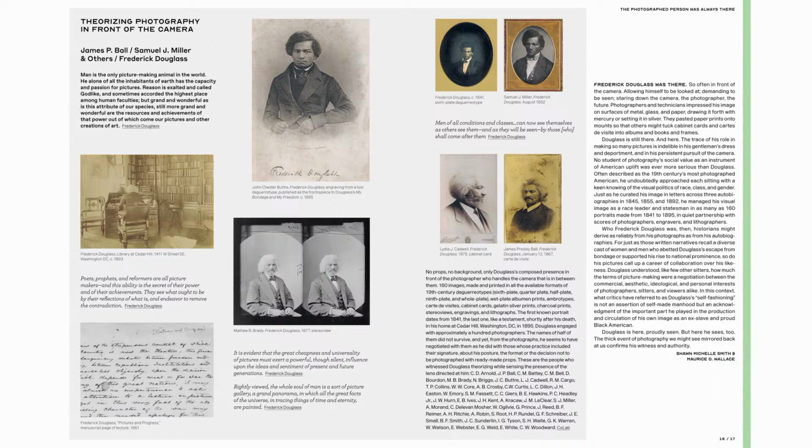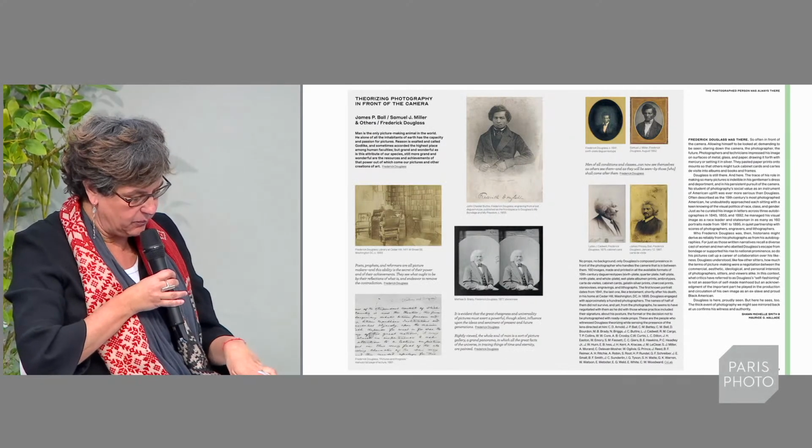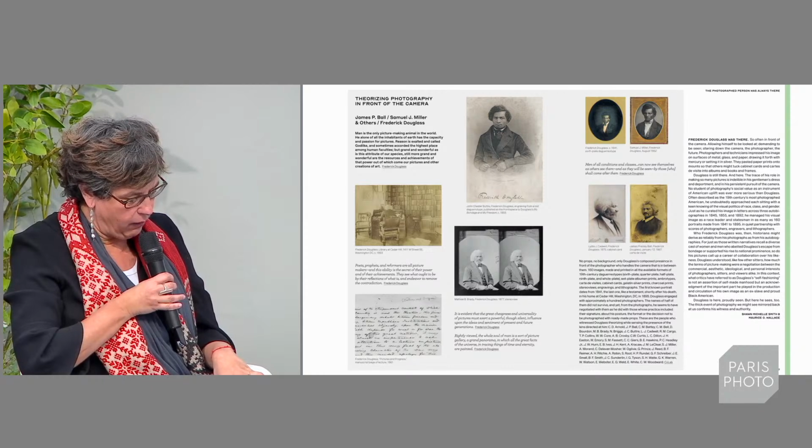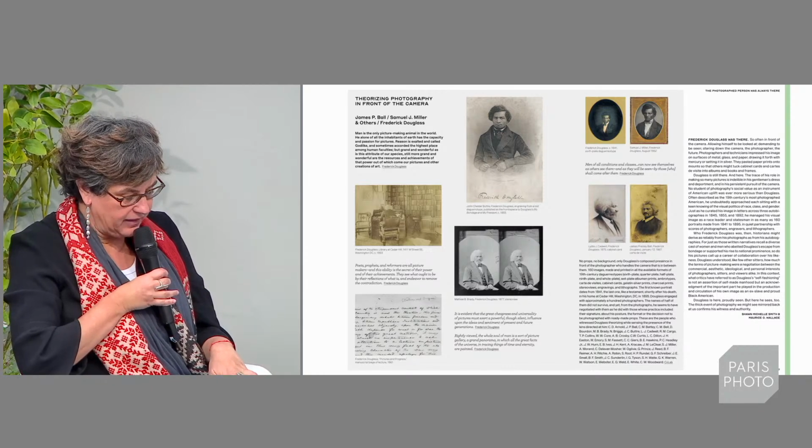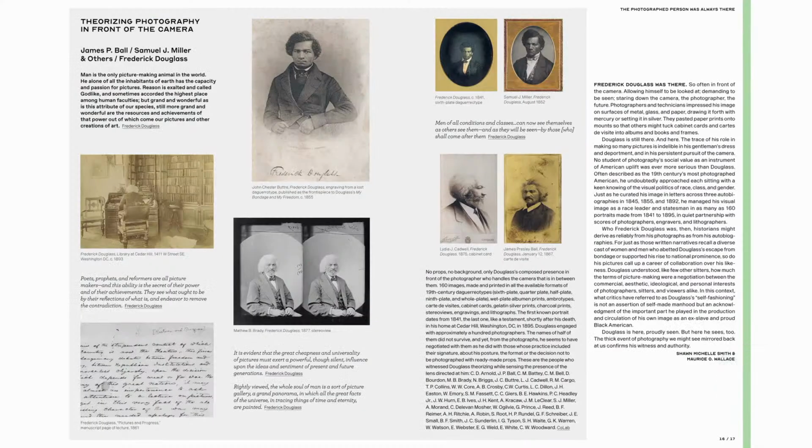What I wanted to say is that Mr. Frederick Douglass, in the 19th century, and it is one of the quotations on the left, I don't know if you are capable of reading it, but it's fabulous. I think it's a summary of the whole project, so I will read it for you, and I will translate it for you. Poets, prophets, and reformers are all picture makers. And this ability is the secret of their power and of their achievements. They see what ought to be by their reflections of what is, and endeavor to remove the contradiction.